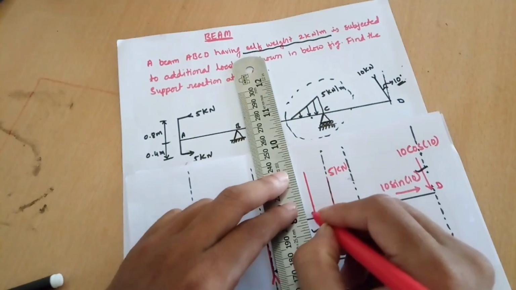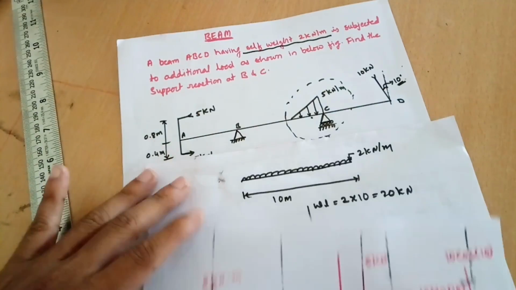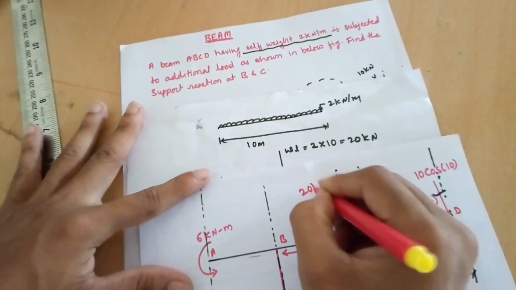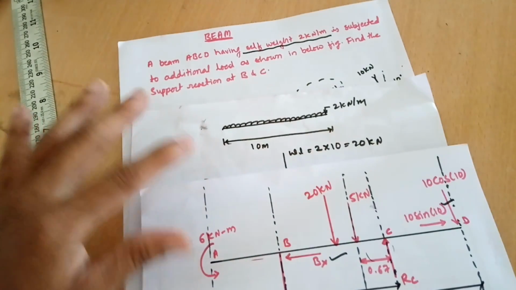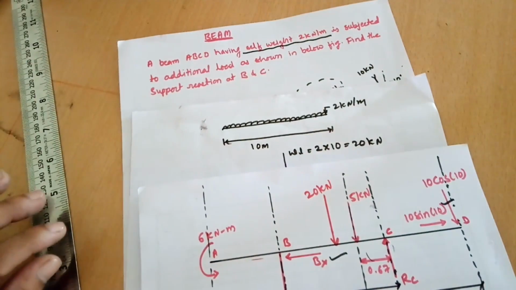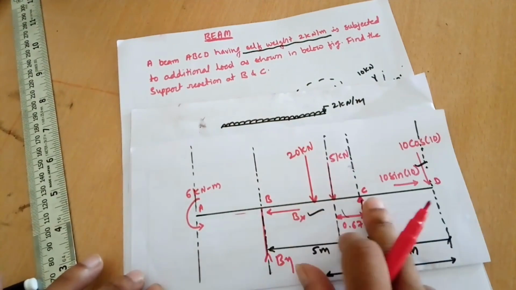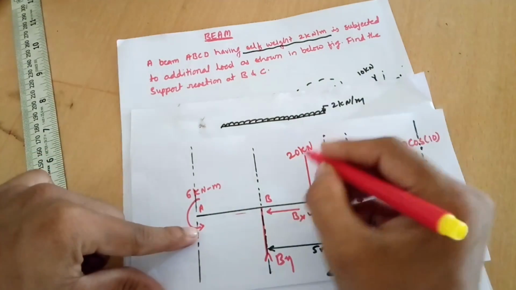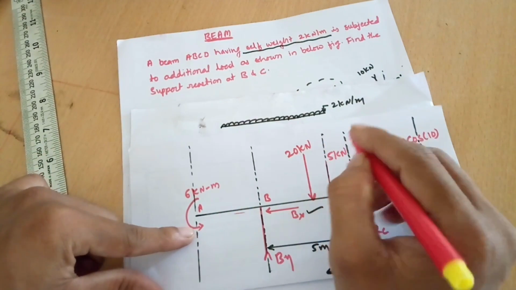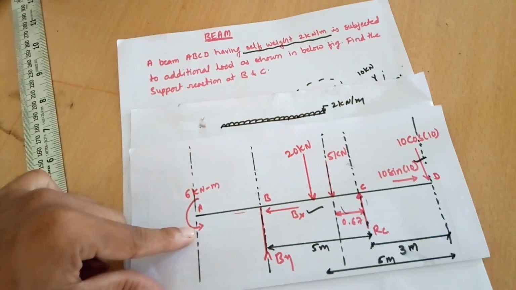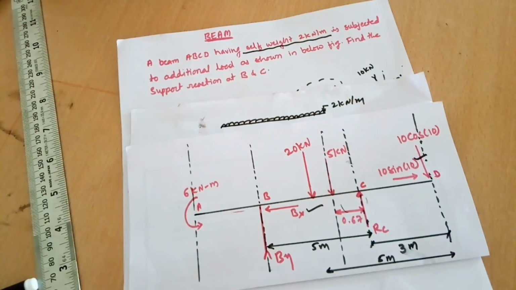Here this load is acting. Its magnitude, as we have just calculated, is 20 kilonewton. This is the free body diagram. Here I have considered all the given forces as well as the self weight of the beam. If the question gives the self weight of the beam, then I have to consider it also. If it is not given, then we can neglect that.